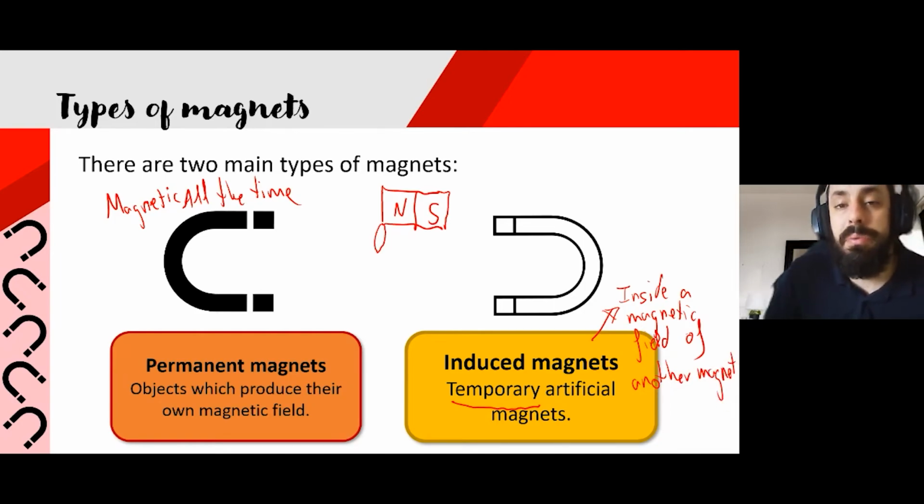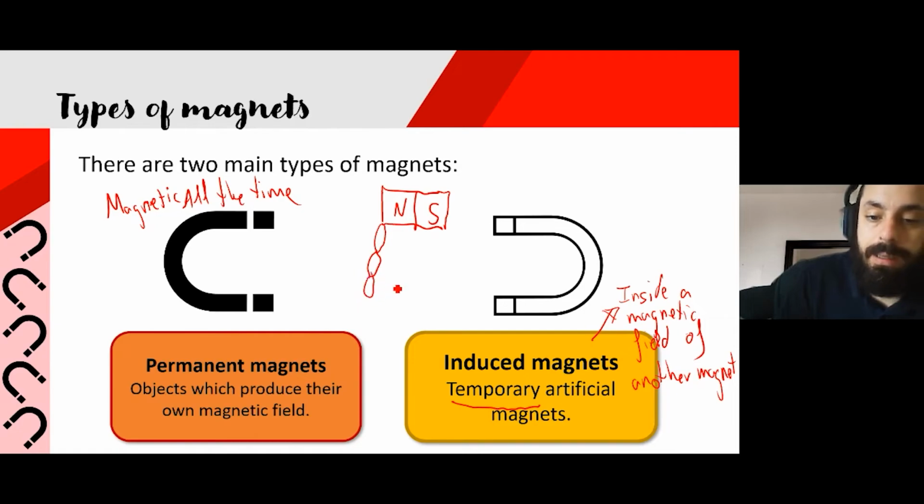Now, do you think you could do this with a piece of wood, with a pencil, for example? No, you would not be able. The material, for it to become an induced magnet, needs to be magnetic.